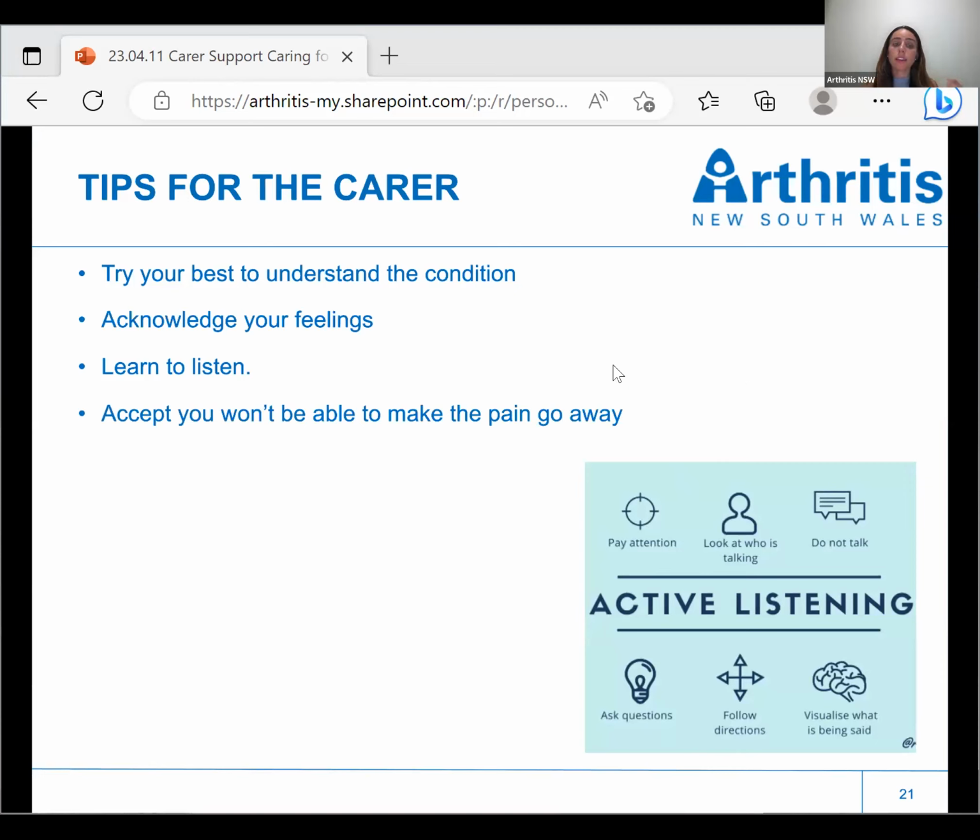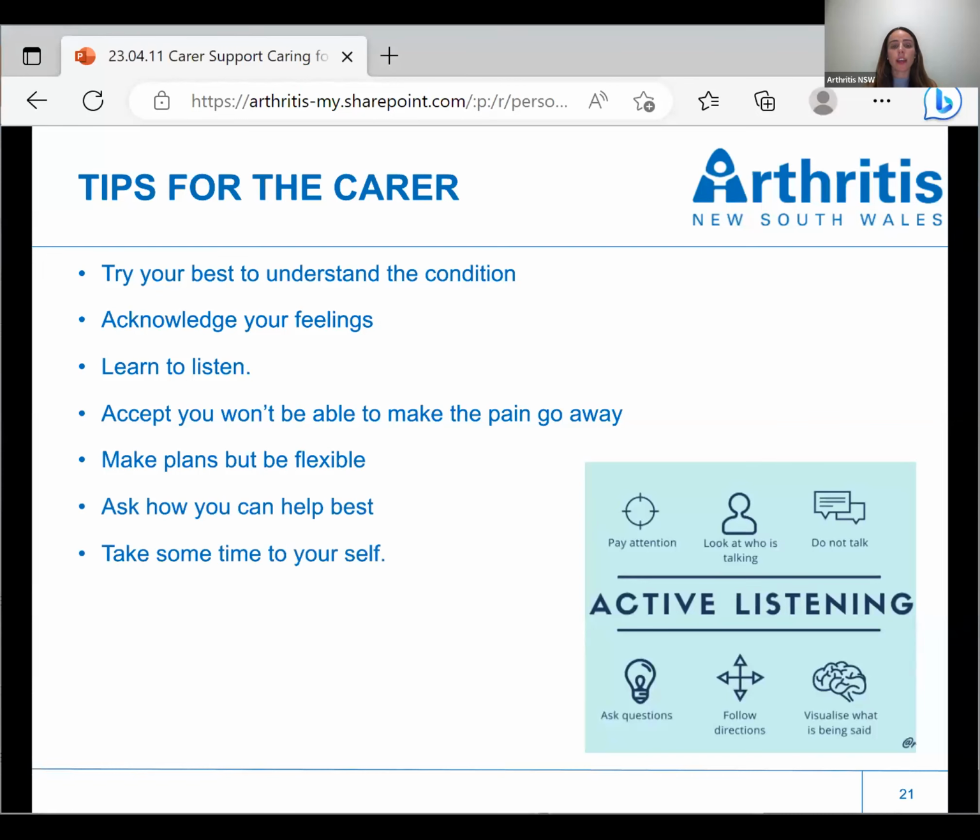and provide that emotional support. Making plans flexible. It can be really frustrating sometimes to have a planned day out, but your loved one didn't sleep, or maybe they're having a flare up and in too much pain and they can't participate in the activities you had planned.